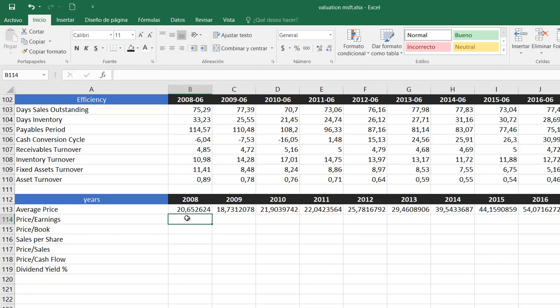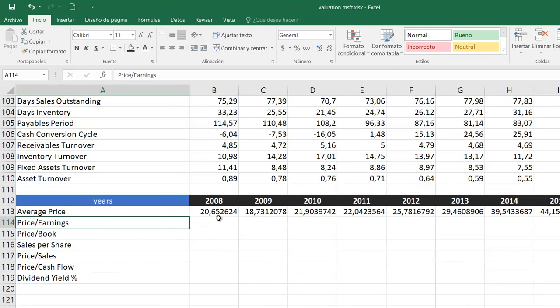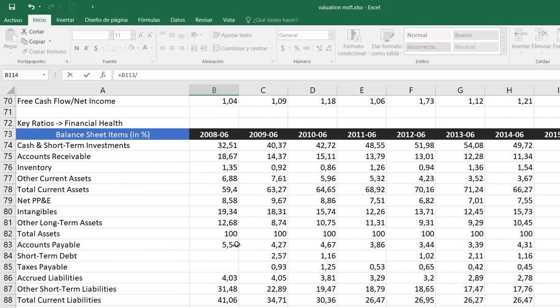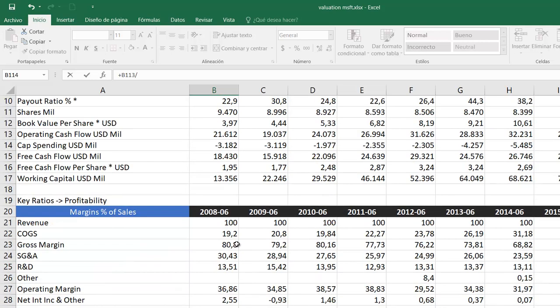In this video, I will explain how to calculate the valuation multiples for a company. Here I have the average price we just estimated in the previous video, and the first ratio is price to earnings. This is basically the relationship between the price the market is on average paying in each year divided by the earnings per share, and that data we have right here on top.